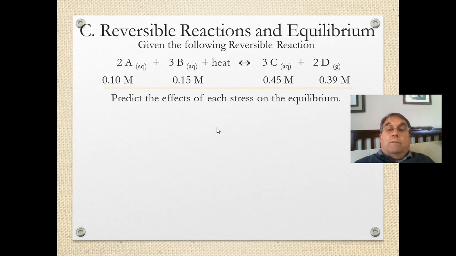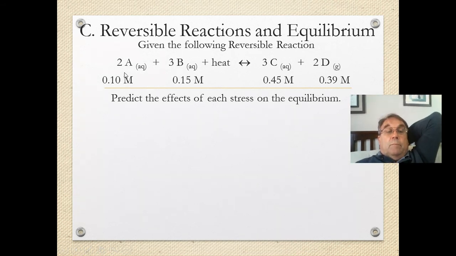Okay, so here we have a reversible reaction, just a generic reversible reaction. 2 moles of A react with 3 moles of B. It requires heat, so it's endothermic, and it produces 3 moles of C and 2 moles of D. And then here are the equilibrium concentrations, and we'll talk about what those mean in the next discussion. So we're going to have a stress, and I want you to predict what the shift will be. We'll talk about the answers at the end.